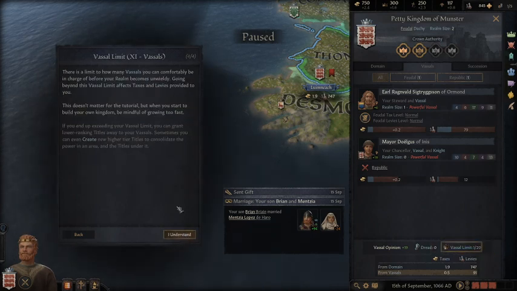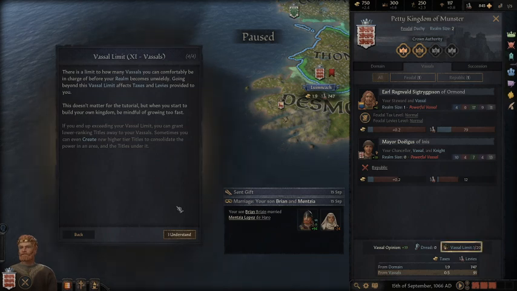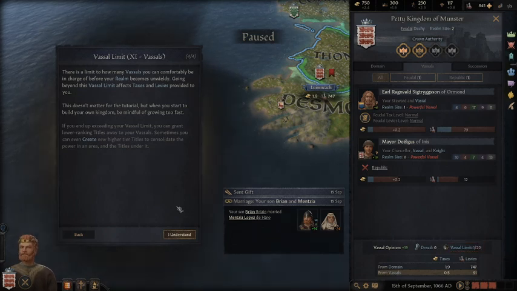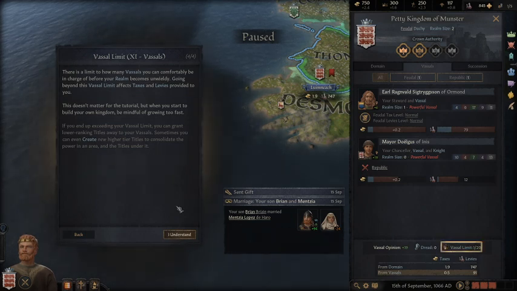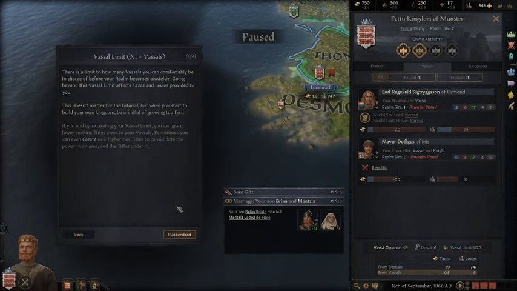There's a limit to how many vassals you can comfortably have before your realm becomes unwieldy. Going beyond this vassal limit affects the taxes and levies provided to you. This doesn't matter for the tutorial, but when you start to build your own kingdom, be mindful of growing too fast. If you end up exceeding your vassal limit, you can grant low-ranking titles away to your vassals. Sometimes you can even create new higher-tier titles to consolidate power in an area and the titles under it.